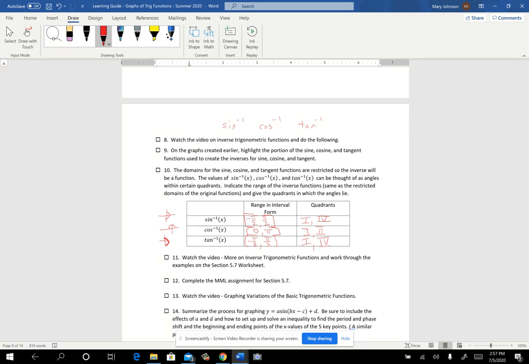All right, so I'm going to stop the video here. Our next video is going to actually work through some problems where understanding that is necessary. So I'm going to be using this section 5.7 worksheet. So you want to go find that and have that ready for our next video.